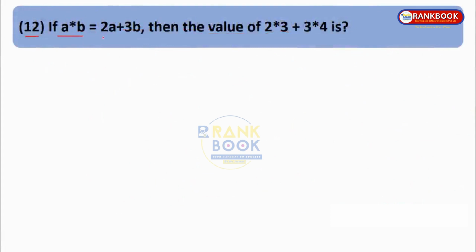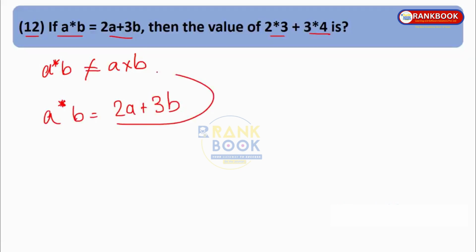Question number 12. If a star b is equal to 2a plus 3b, then the value of 2 star 3 plus 3 star 4 is? Please remember, a star b does not mean a multiplied by b. Here star is just used as a symbol to denote that a star b is 2a plus 3b. So a star b's value can be calculated by this 2a plus 3b. Same way over here, what do we need to do? 2 star 3. Here a is 2, b is 3. 2 into a. What is the meaning of star?